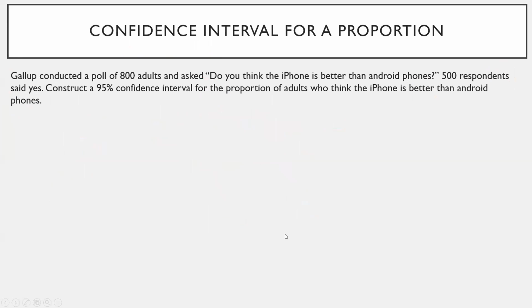All right, so then this next one is confidence intervals for proportion. This is questions 5 and 6 on your exam. All right, so it goes like this. Gallup organization conducted a poll of 800 adults, so you're given this. You're given the sample size is 800.